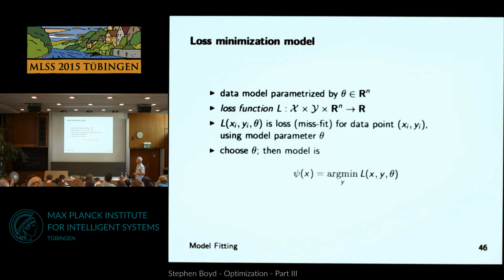And the model is going to be really simple. It's going to be you minimize over your labels the loss for the given x and for the given theta. Okay? So this should be kind of standard.